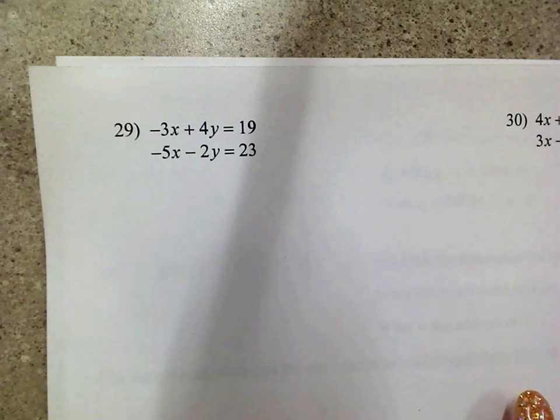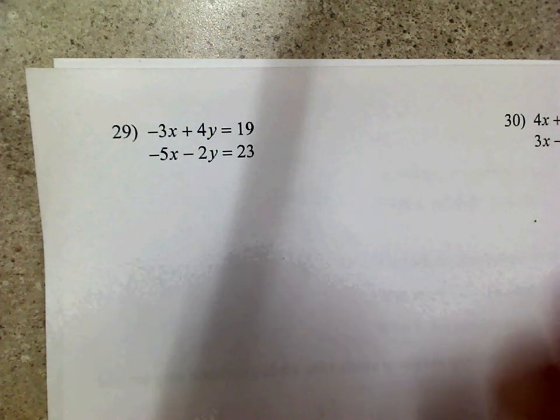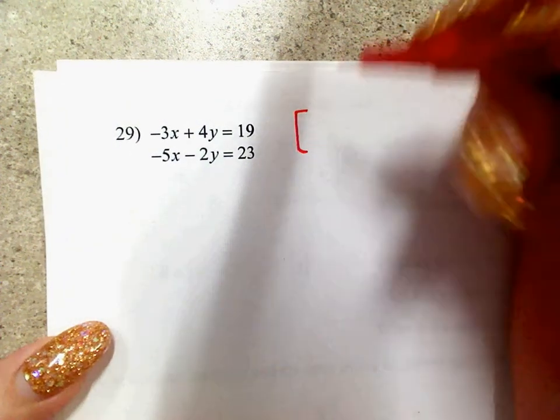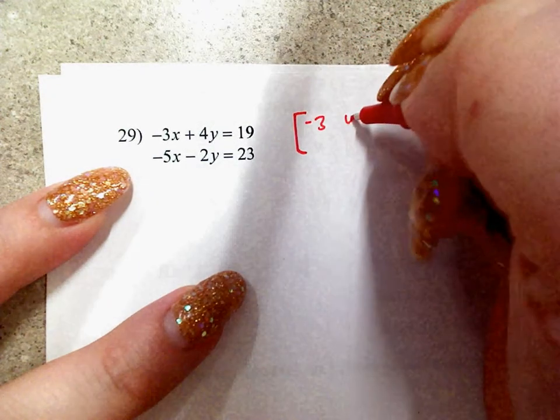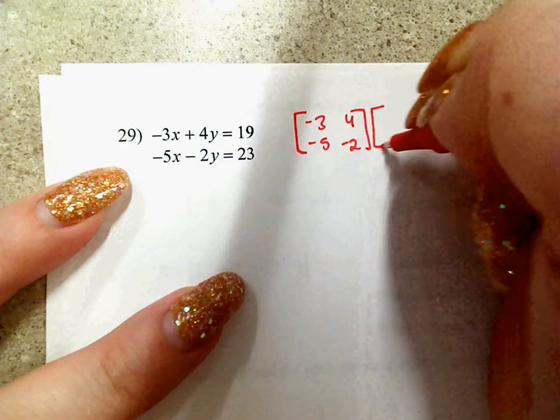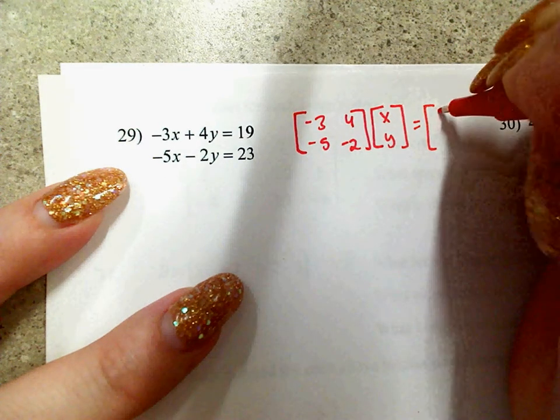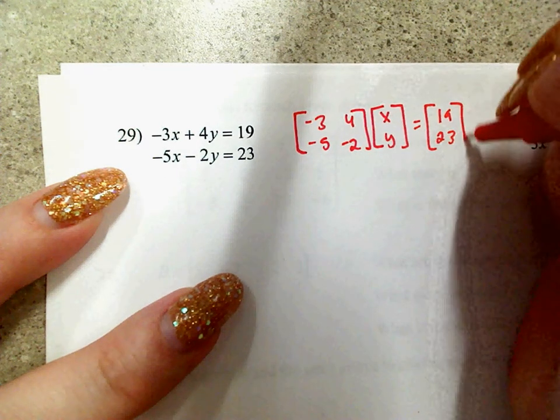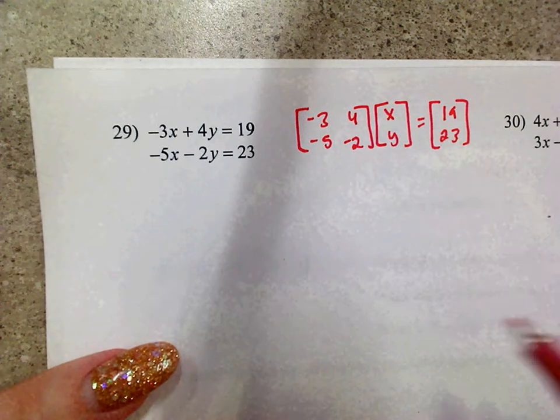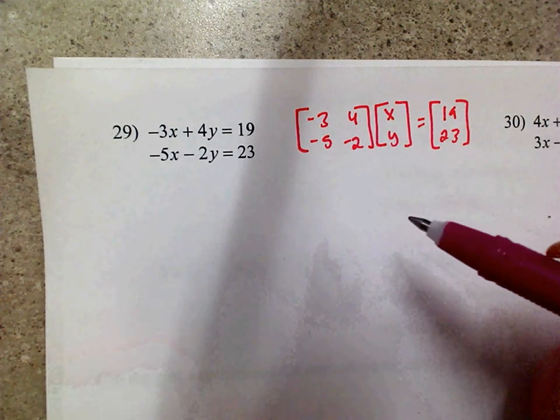I'm going to write it as an equation. So negative 3, 4, negative 5, negative 2, times x, y, equals 19 and 23. Okay. I'm going to find the multiplicative inverse, and that is what we're going to multiply by 19, 23.